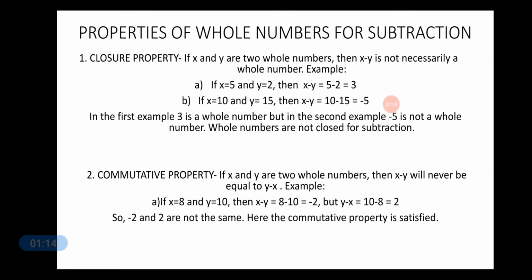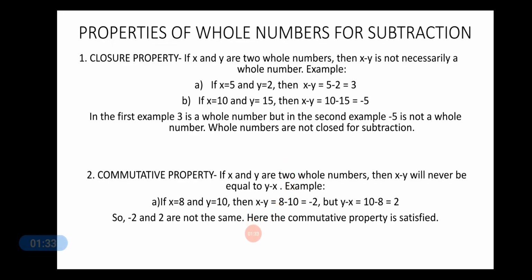So for the closure property, when two whole numbers x and y are given to you, it is not necessary that the answer will be a whole number also. So whole numbers are not closed for subtraction.